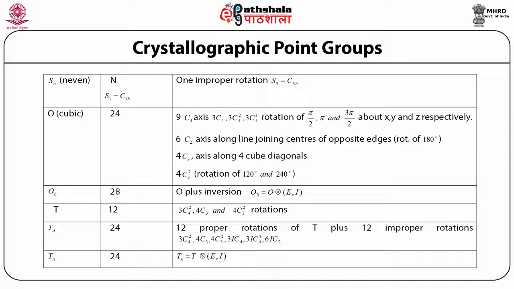Number of elements 24. The group Oh consists of 48 elements and is obtained by the direct product of the group O with inversion. So if the molecule belongs to the group O with the further symmetry of inversion, then the group is Oh. Tetrahedral group T has 12 elements. It has 3 C2, 4 C3 and 4 C3 square rotations. That is, it has 3 two-fold rotations, 4 three-fold rotations, and so on.